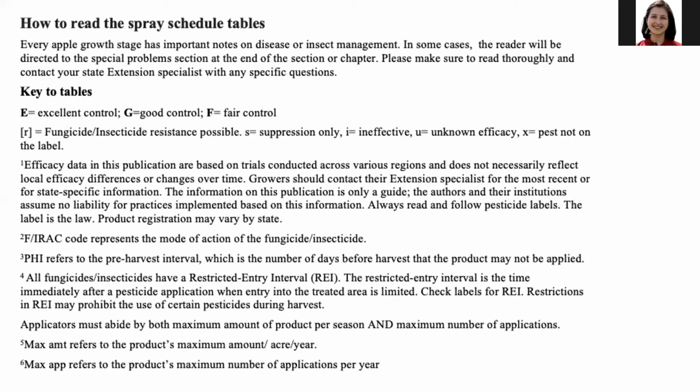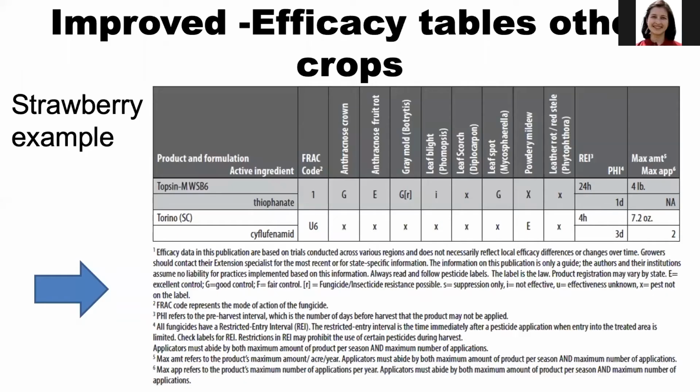We also have included a lot of other things that you can read on each table. Like you can see here, each table will have the meaning of those particular columns and keys that we're using. So the collaborators on this project have now developed this improved and more consistent efficacy table for all crops in the guide, all the tree fruit and all the small fruit.